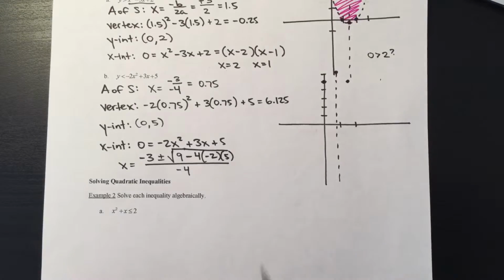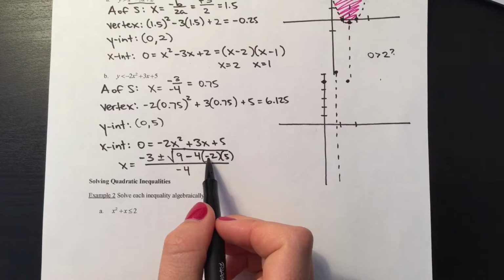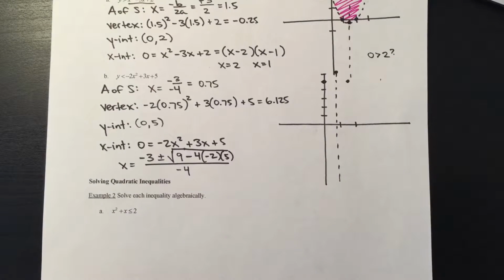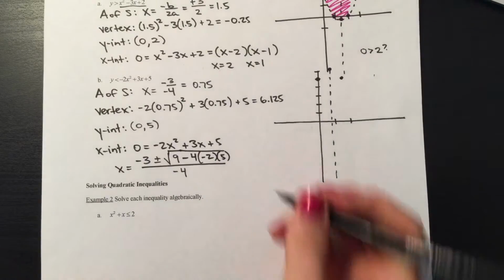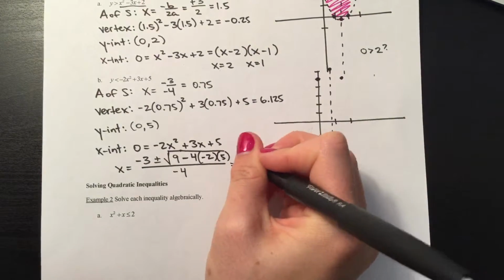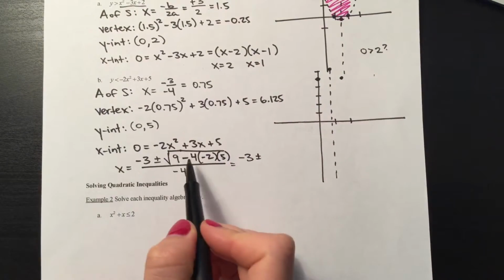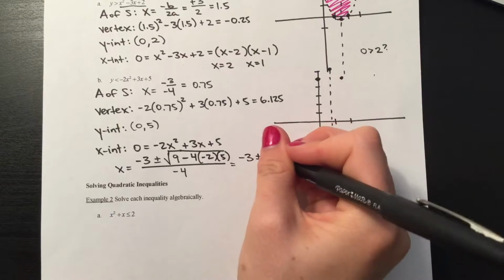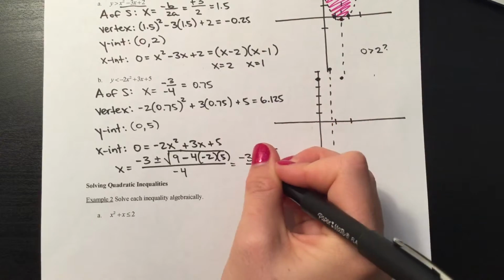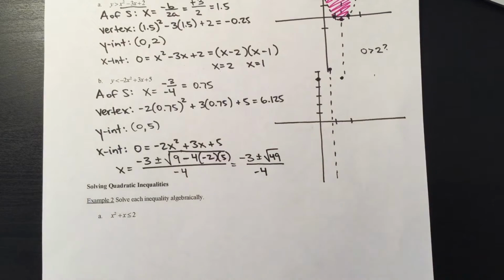All right, so let's clean this up a little bit. So negative 4 times negative 2, that is 8, times 5 is 40. So this would have been factorable. So 9 plus 40 would be the square root of 49. So this does come out evenly, which means we could have factored it if we wanted to. It looks like it was going to be tricky anyway.